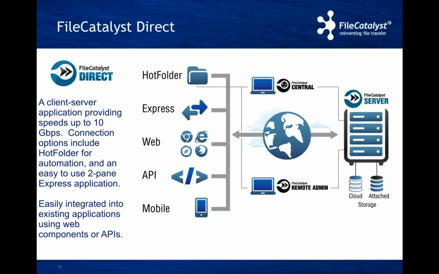Some of the bandwidth improvements with FileCatalyst: you can see that regardless of latency, we'll basically maximize your bandwidth and transfer files at your full line speed. As you can see here, there are some examples with a 1 gigabit and a 10 gigabit per second connection. You'll see that FileCatalyst will transfer a file in far less time than FTP does.